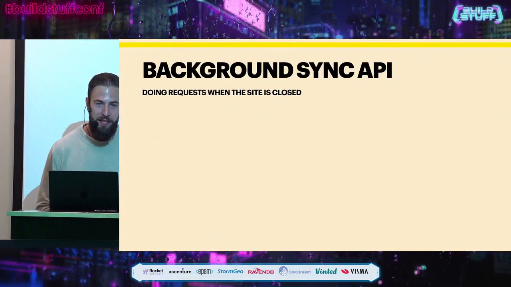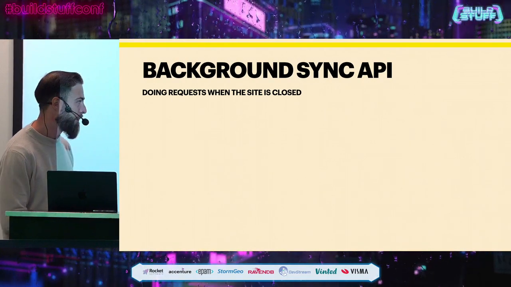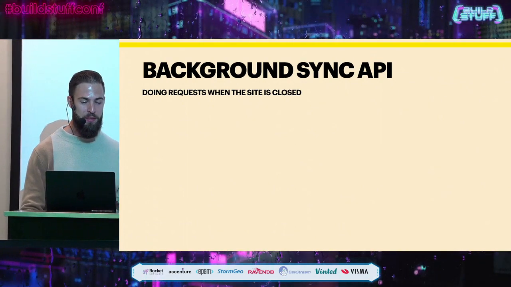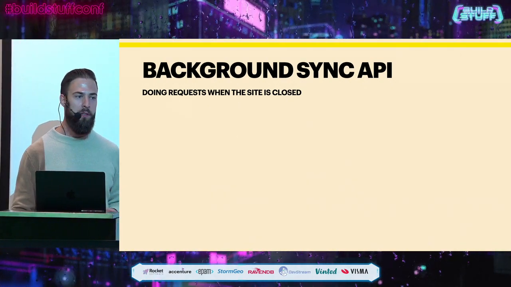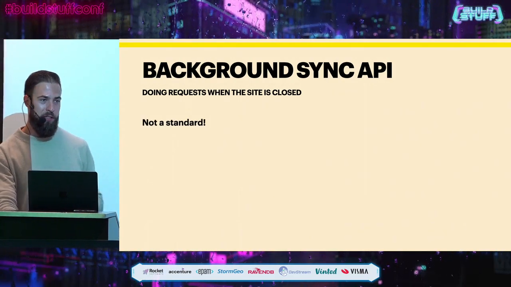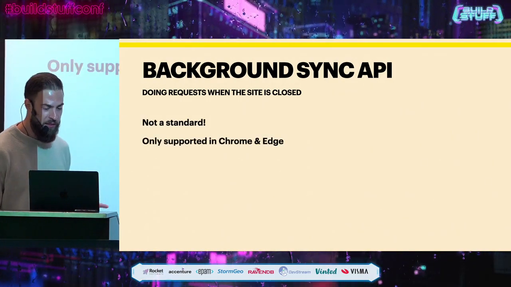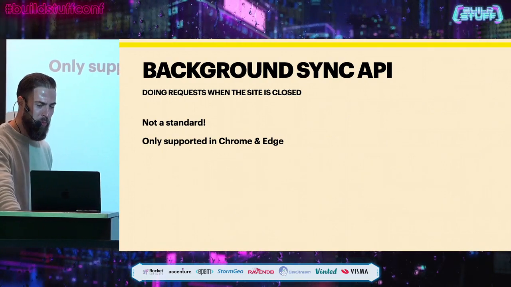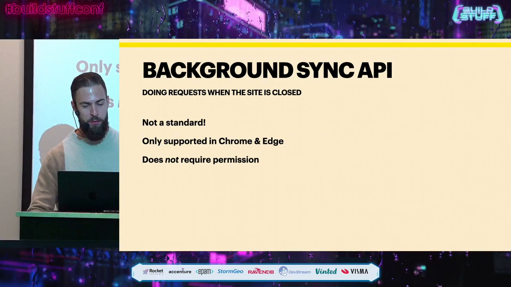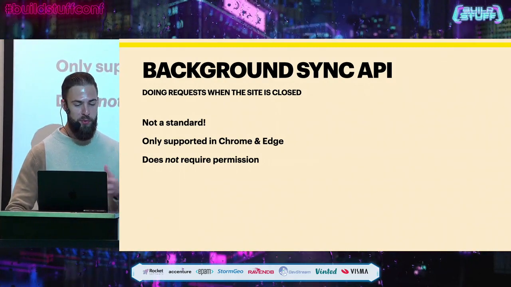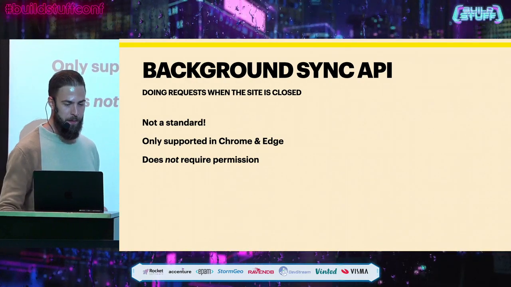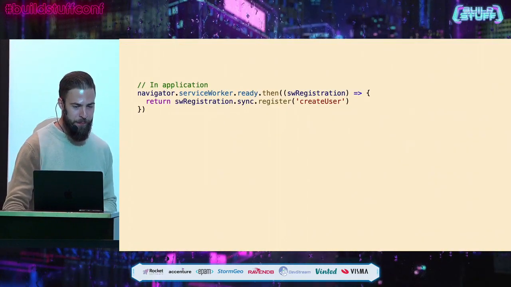Another very cool API is the Background Sync API. The Background Sync API is allowing us to do requests even after our web application has been closed. It is not a standard, unfortunately, and you can only use it in Google Chrome and Edge. But it does not require permission. So if your user uses Chrome or Edge, you can make use of this API. This is how it would work.